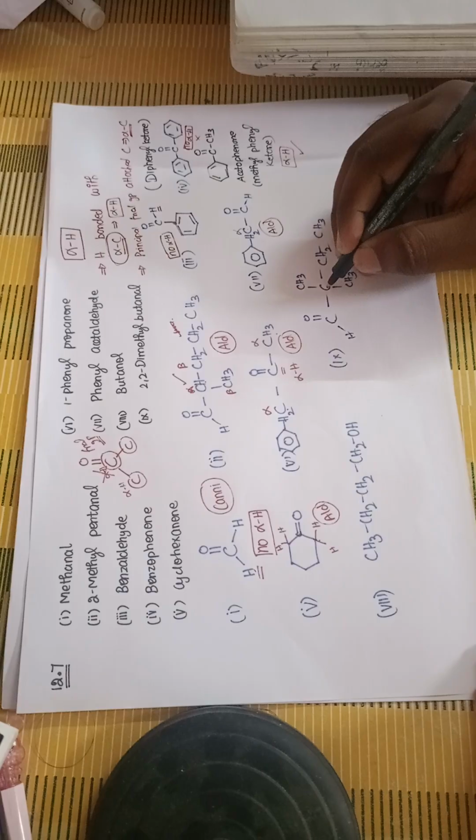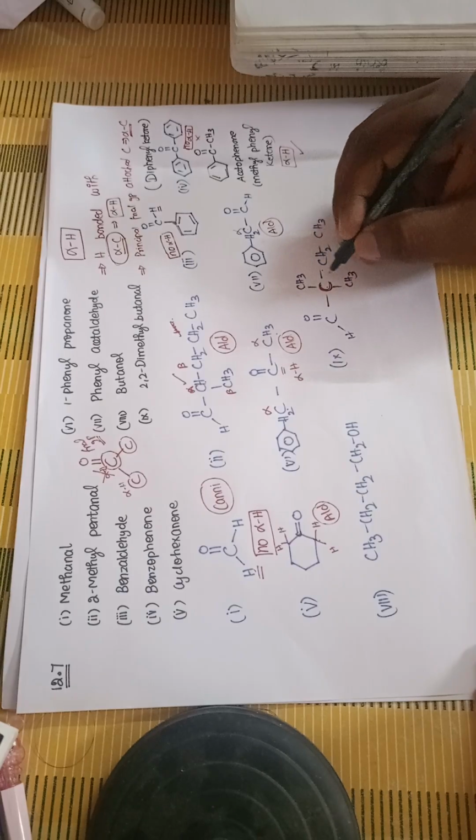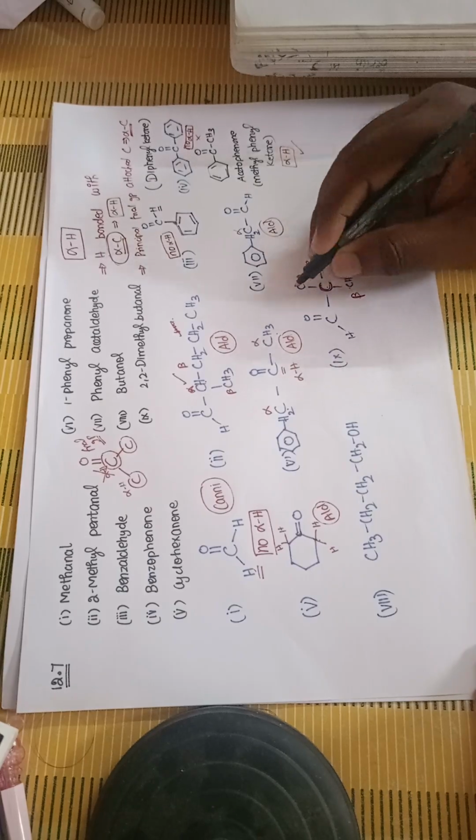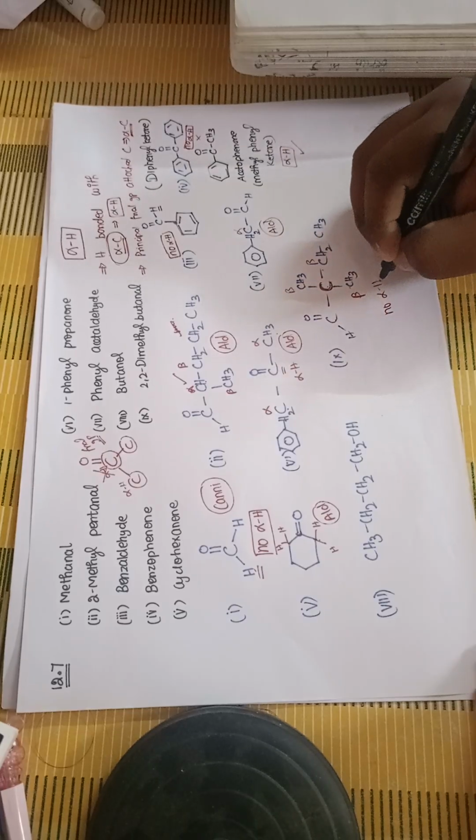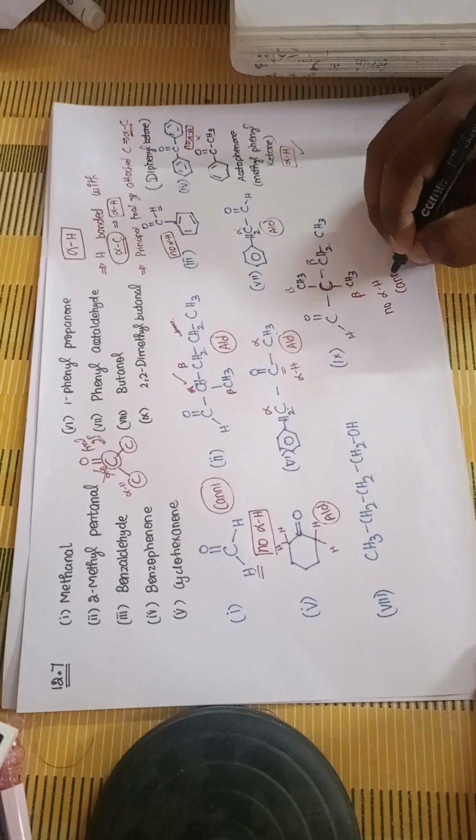Functional group attached to carbon. Now this carbon is bonded to 3 other carbons, so 3 beta carbons are there. We have beta hydrogen, but there is no alpha hydrogen. So with no alpha hydrogen, it will undergo Cannizzaro.